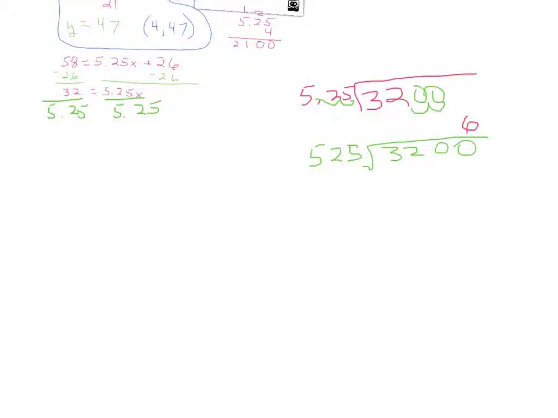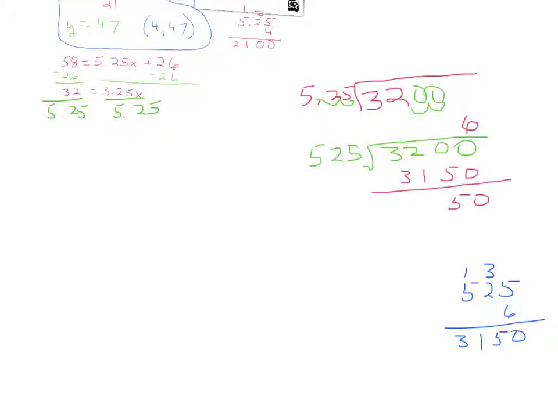Okay, down here we're going to quickly write that out. 525 times 6. 6 times 5 is 30. 6 times 2 is 12, plus 3 is 15. 6 times 5 is 30, plus 1 is 31. So we get 3150. So let's see, I'll use red. 3150, and that gives us 50 left over.